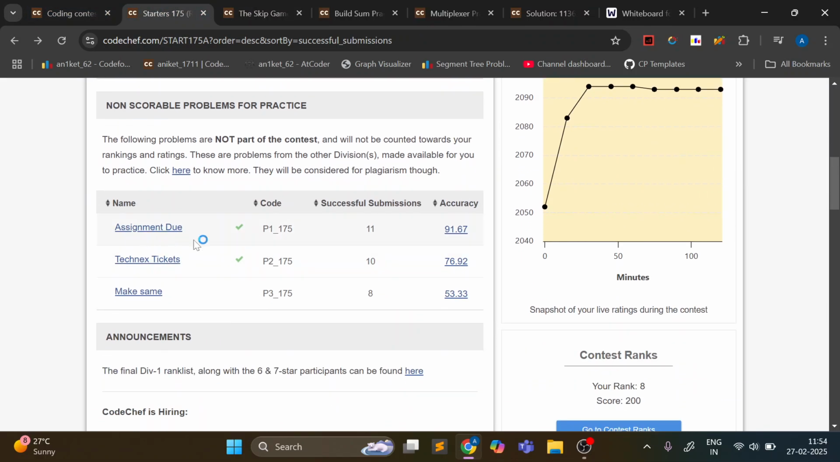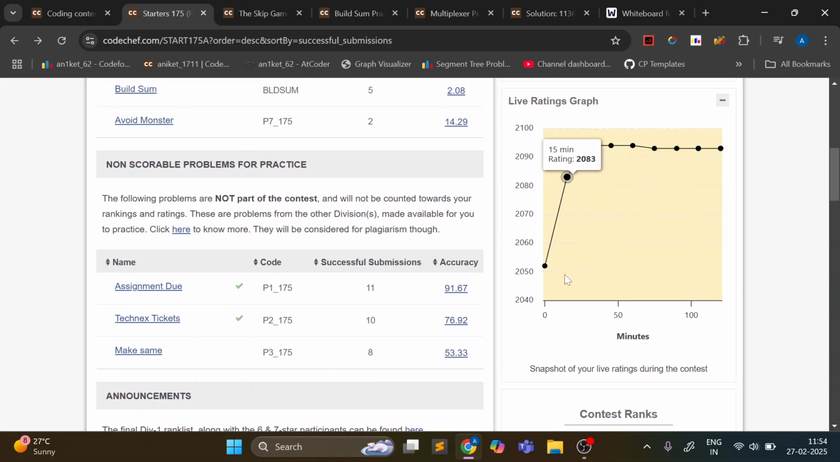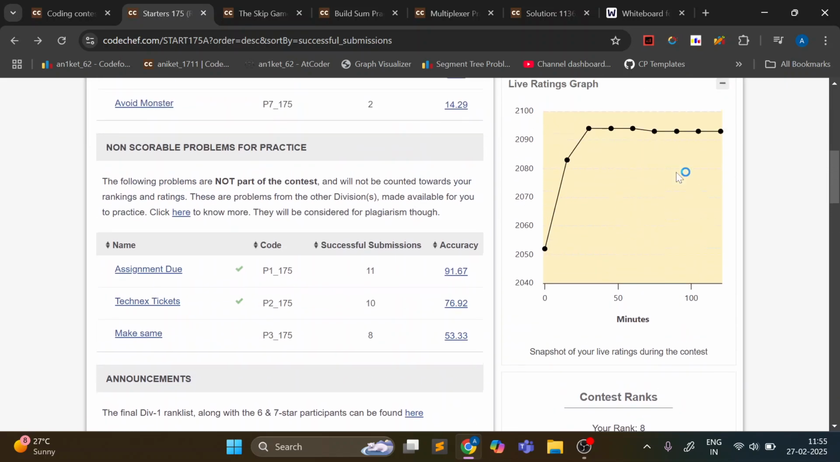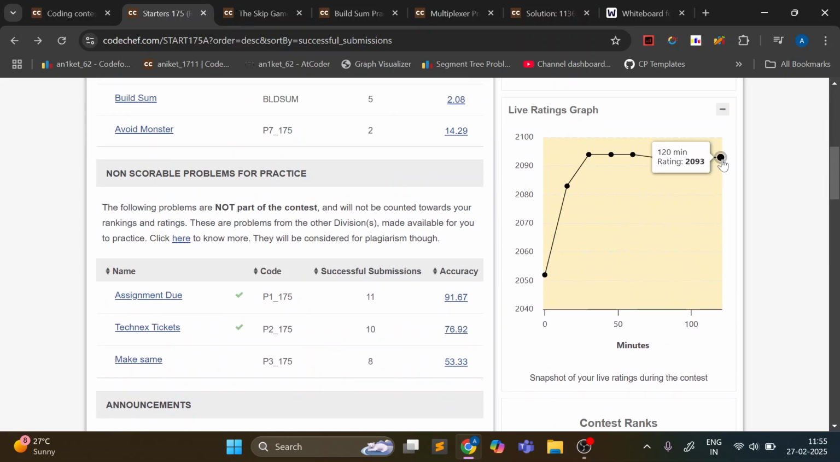Then I solved these easy unsolved problems. I got pretty good delta. So I think CodeChef caps the delta even if you perform pretty well. I think there is a cap of 50 rating. I think you cannot get more than 50 rating. That's my assumption.